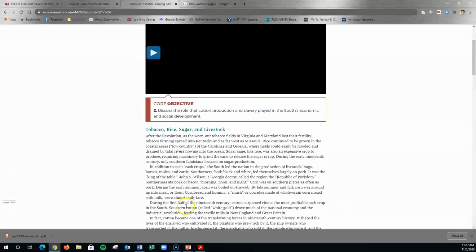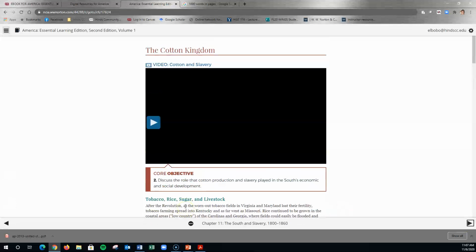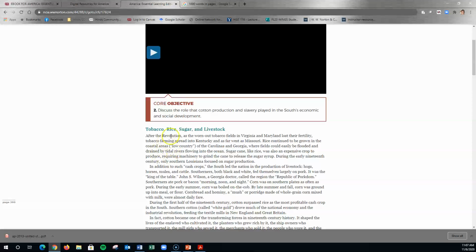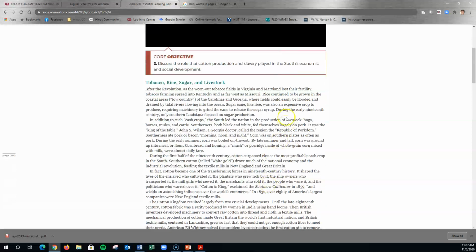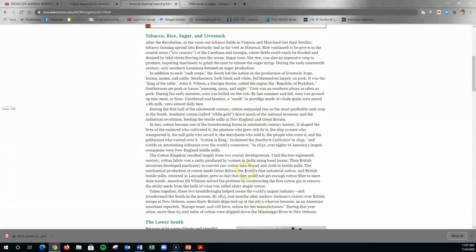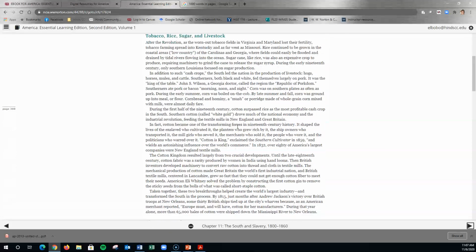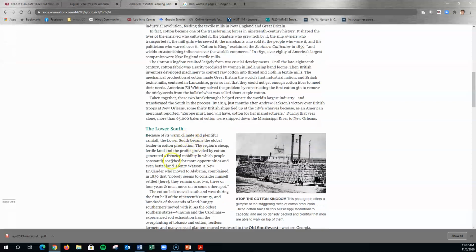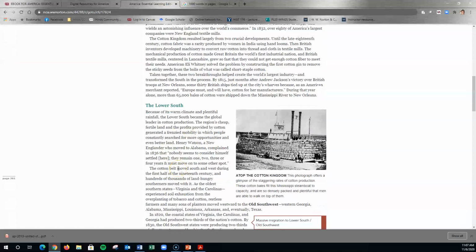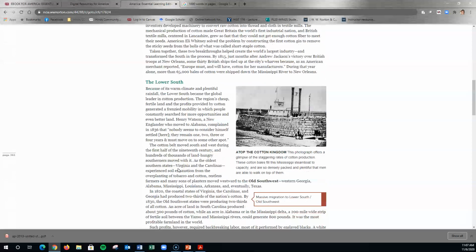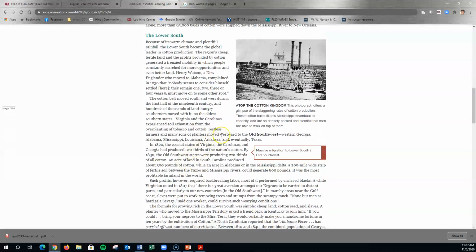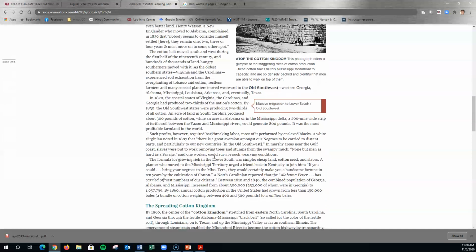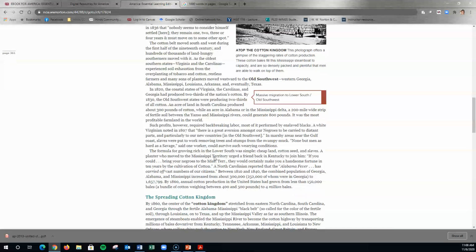The next part deals essentially with the economics of the South. Tobacco, rice, sugar, and livestock are still produced in the South, and this part takes you through that. So there are still other things being produced, but in the lower South and in other parts, cotton becomes king. It becomes the most dominant part of the South's economy, and it becomes a huge export crop, exported either to northern textile mills when they get going, or to England.